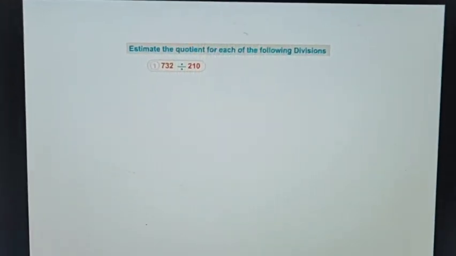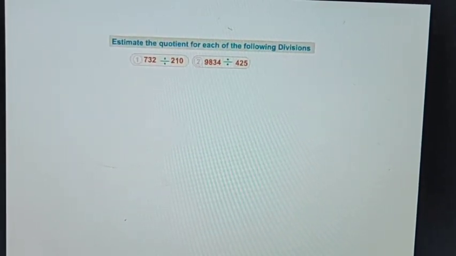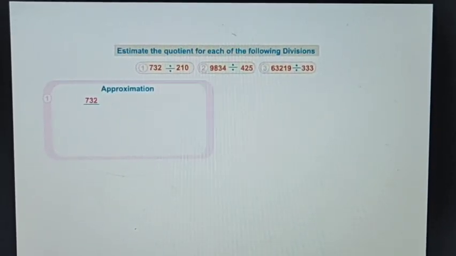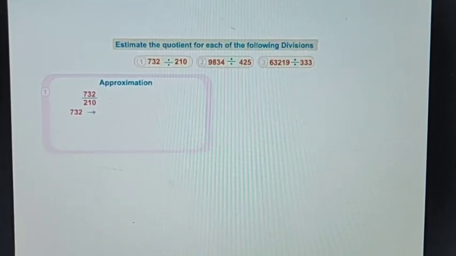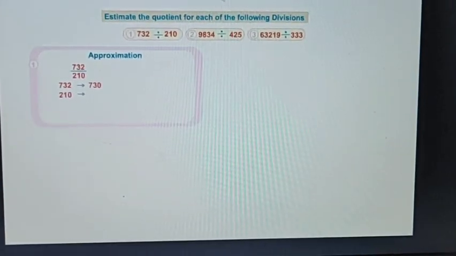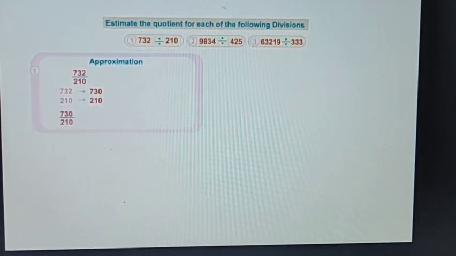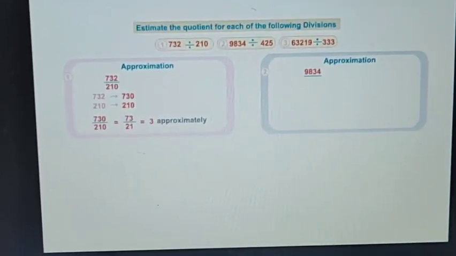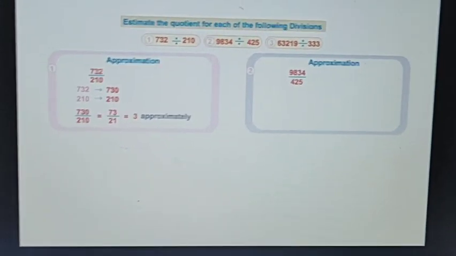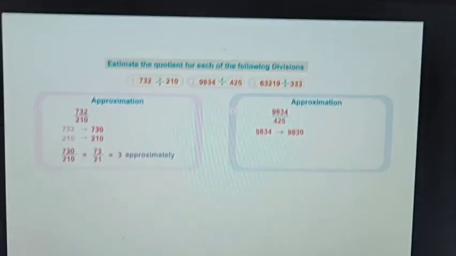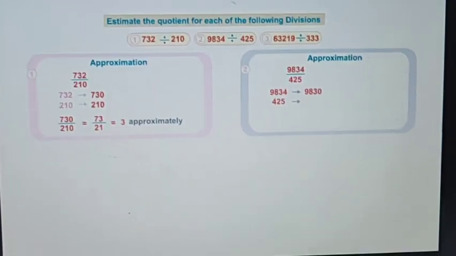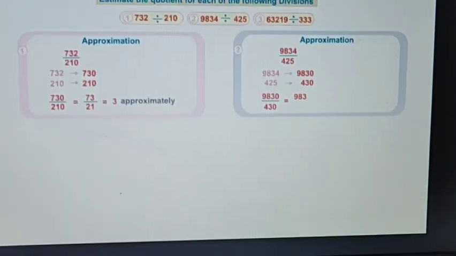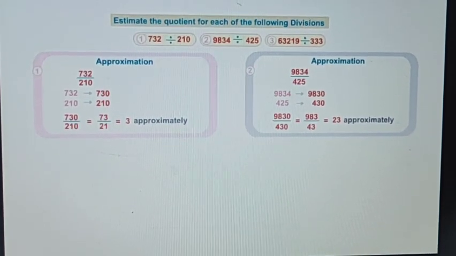732 divided by 210. 9,834 divided by 425. 63,219 divided by 333. 732 divided by 210 is approximately: 732 is rounded to 730. 210 is rounded to 210. 730 divided by 210 is equal to 73 divided by 21, which is approximately 3. 9,834 divided by 425 is approximately: 9,834 is rounded to 9,830. 425 is rounded to 430. 9,830 divided by 430, that is 983 divided by 43. So the quotient is 23 approximately.